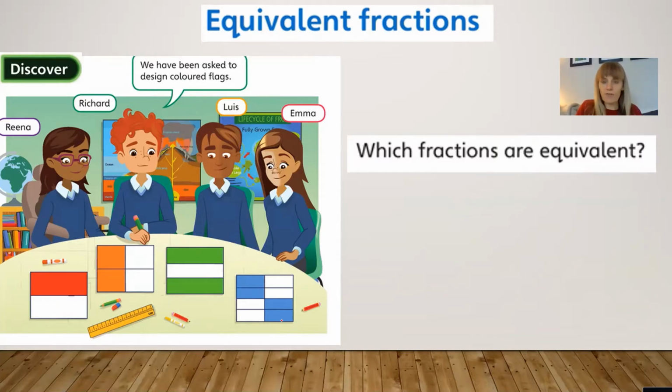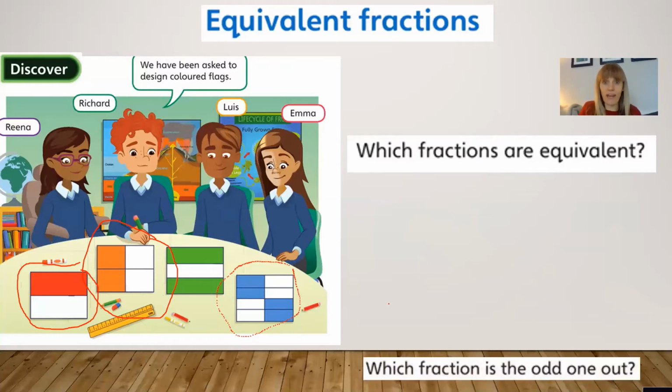Now they're all going to be different fractions, but if we look at it without thinking about all the parts it's divided into, I think that Rena's flag, Richard's flag, and Emma's flag have in fact all shaded half of the amount of their flag. You can see that if you imagine the blue part here had moved over, that would be half of the flag. So we're going to look at which fractions are equivalent and also which fraction is the odd one out.